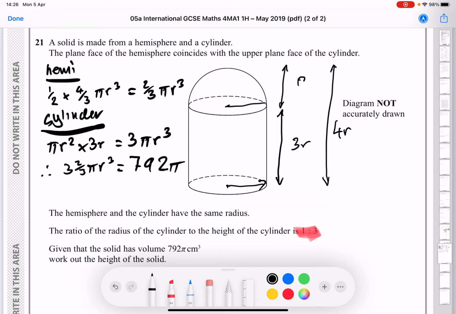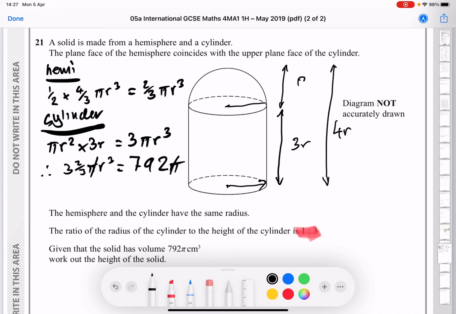We can cancel the pi's. So 3 2/3 r cubed equals 792. Let me grab my calculator and do 792 divided by 3 2/3. Use the right function on the calculator to type in 3 2/3, or in your head, turn it into a top-heavy fraction.